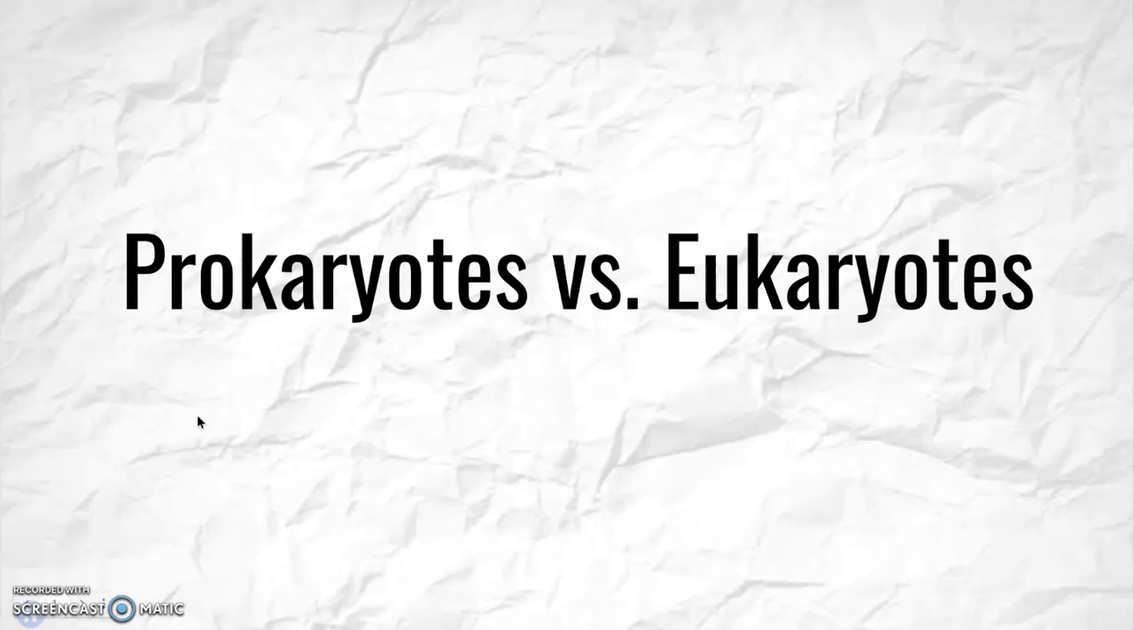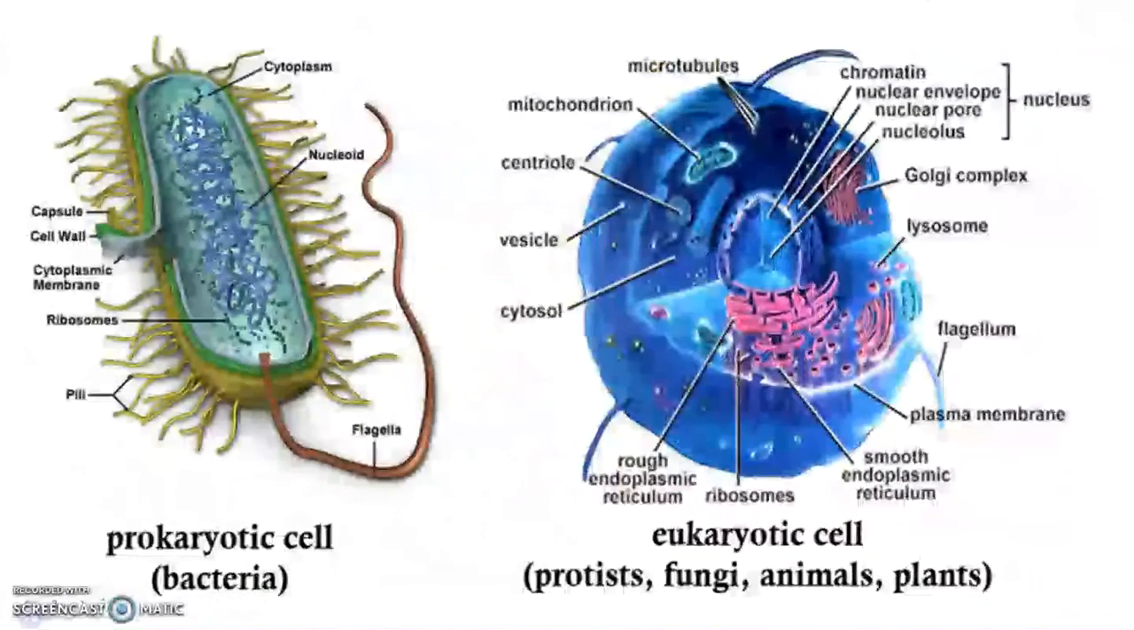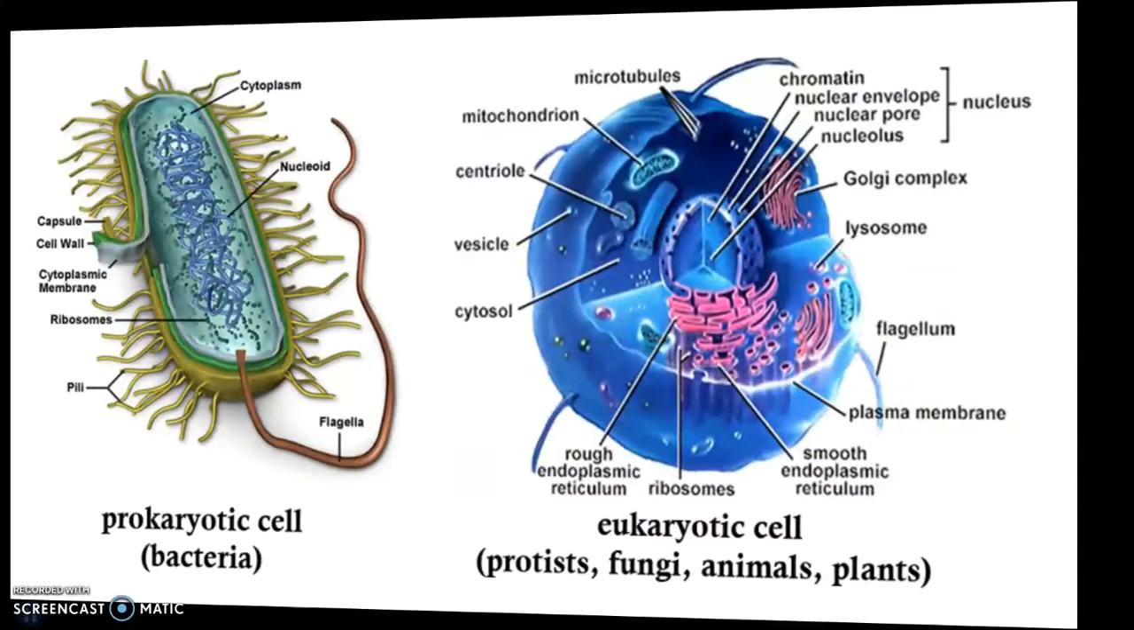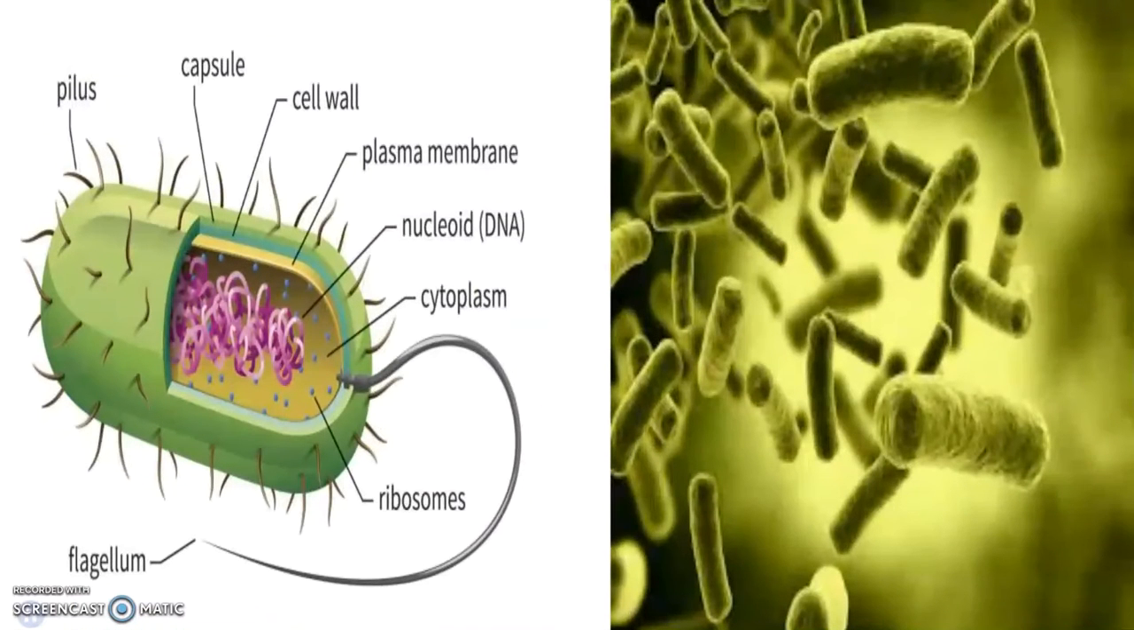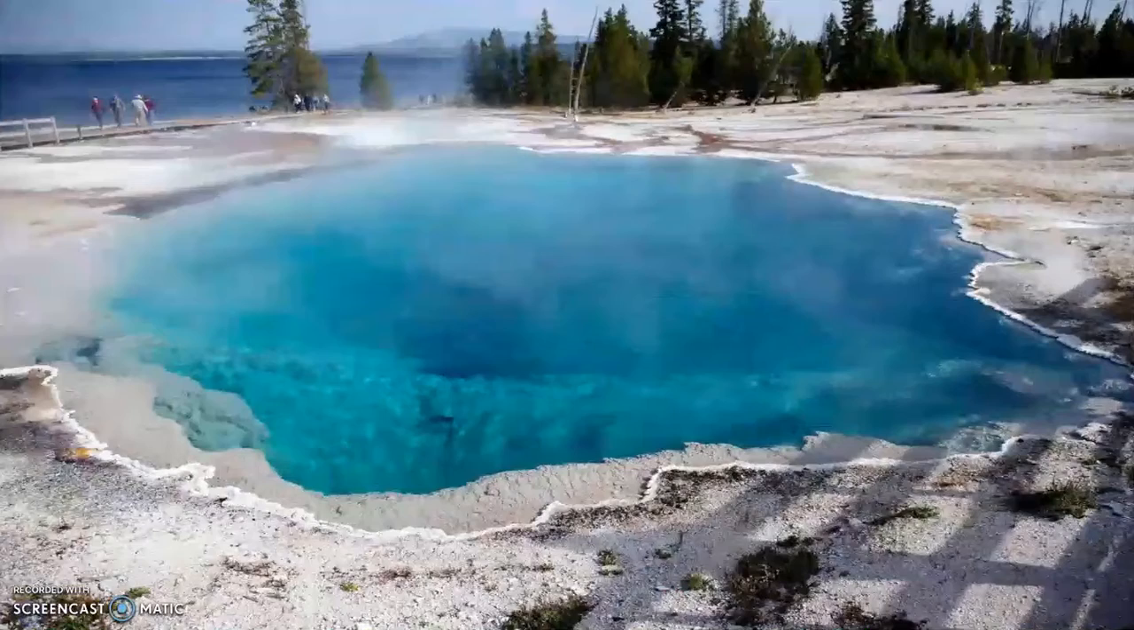So the first thing I want you to remember is that these cells are similar, but yet there are some differences. So first, let's start with prokaryotes. These organisms are rather simple as they are unicellular in general and generally smaller than eukaryotes. They consist of bacteria and archaea. Archaea mostly live in extreme environments like this hot spring.